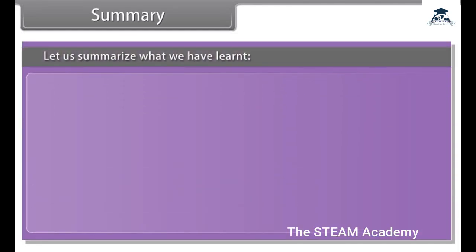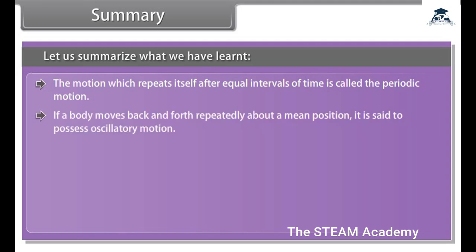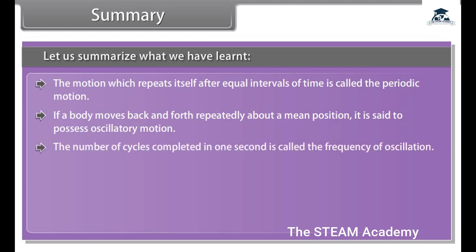Summary. Let us summarize what we have learned. The motion which repeats itself after equal intervals of time is called periodic motion. If a body moves back and forth repeatedly about a mean position, it is said to possess oscillatory motion. The number of cycles completed in 1 second is called the frequency of oscillation.